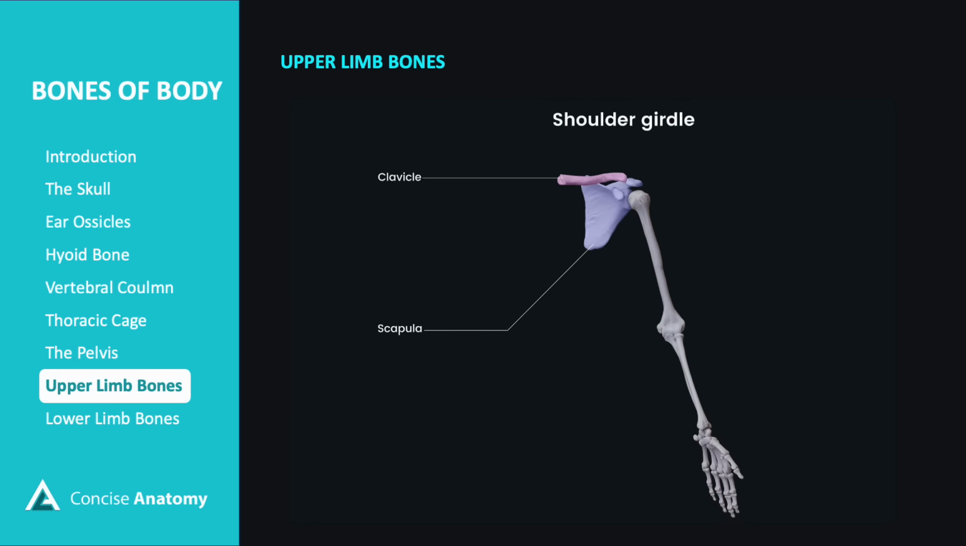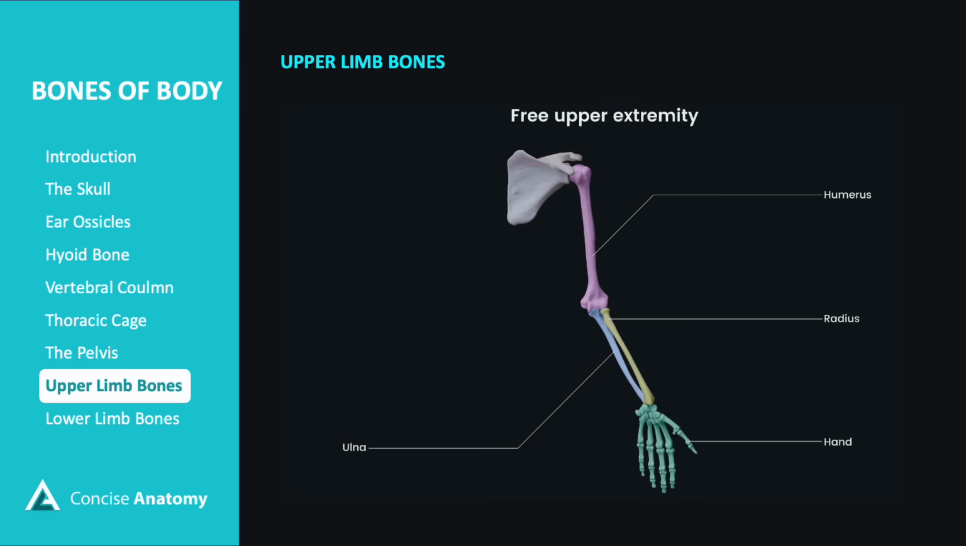phalanges. The shoulder girdle consists of the clavicle and scapula, which connect the upper limb to the torso, allowing for a wide range of motion in the shoulder. The free upper limb includes the humerus, radius, ulna, and bones of the hand.